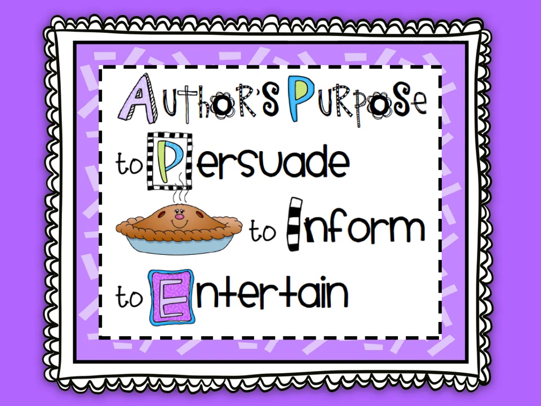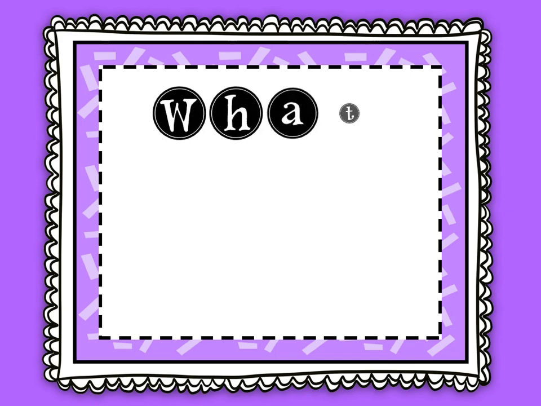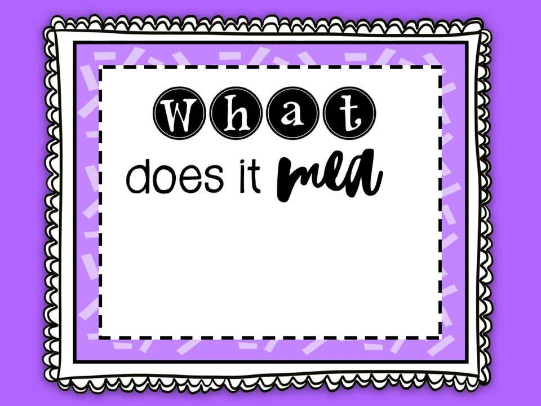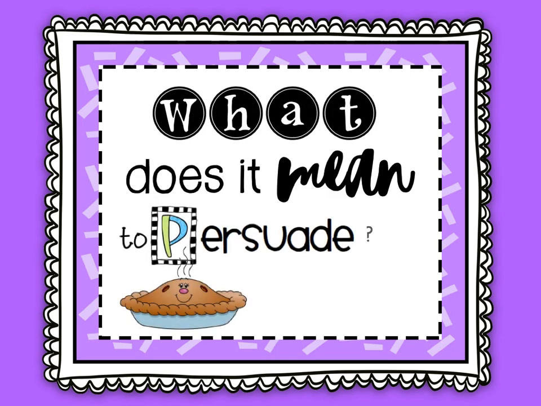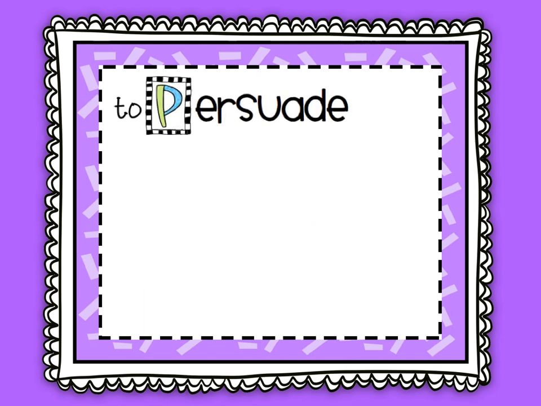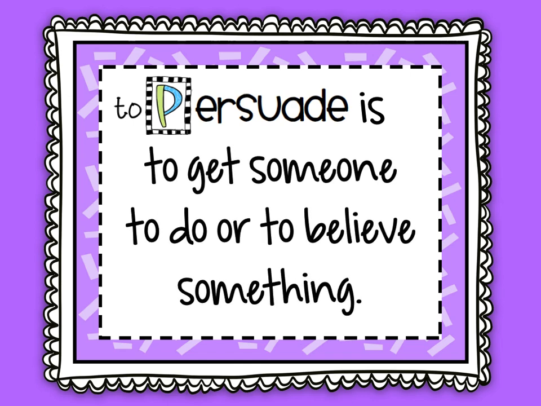But what do these mean? Well, what does it mean to persuade? To persuade is to get someone to do or to believe something. When you persuade, you're trying to convince someone. You will see words like you should, you must, you will love it, things like this.